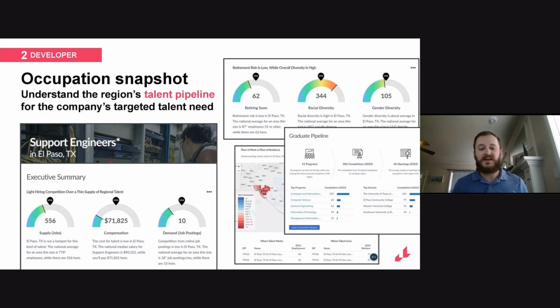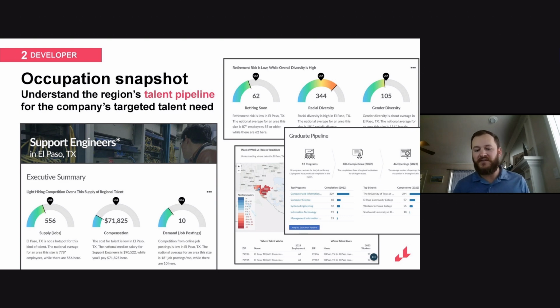We also have things like the graduate pipeline you can see on there. The graduate pipeline is a really powerful tool for understanding what the incoming supply of workers is going to be for this occupation. We do this utilizing what we call a CIP to SOC crosswalk, or an occupation to program crosswalk. Essentially, we're identifying what different programs people are graduating from and what occupations they will typically end up working in if they graduate from that program.